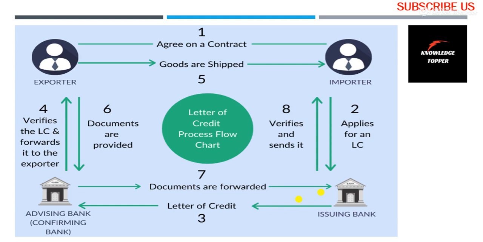Now the last step. In the eighth step, the issuing bank verifies the documents and obtains payment from the importer, because in the seventh step the issuing bank has already made payment to the advising bank. So in the eighth step, the issuing bank verifies the documents and obtains payment from the importer by sending the documents to the importer, who uses them to get possession of the shipped goods that are being internationally traded between importer and exporter. So this is the complete process of LC.